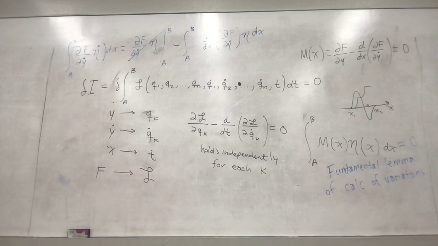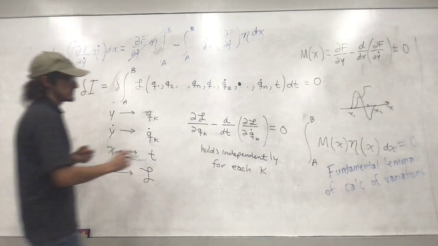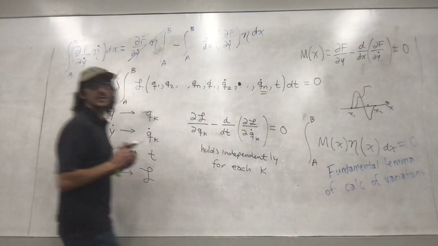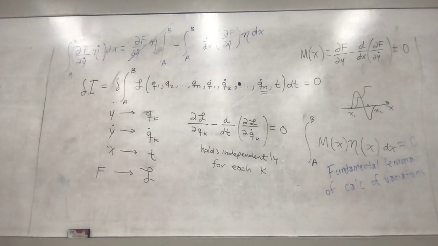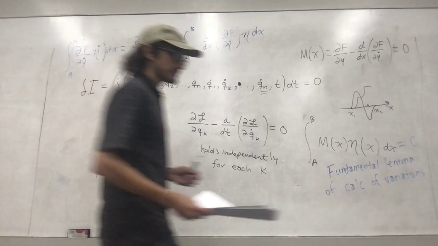To m or n? M. And what is n? Zero. Well, it's the number of generalized coordinates, right? So if we did everything right and we got lucky, then n would be the number of degrees of freedom.